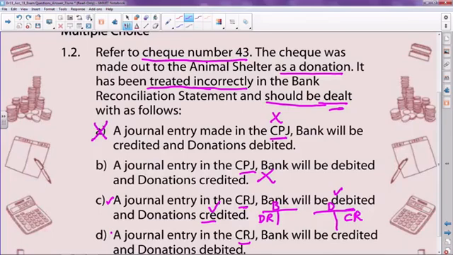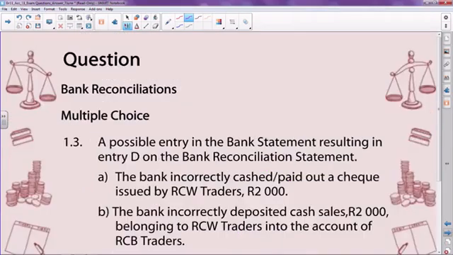So from alternatives C and D, it has to be alternative C, because if we examine D, yes, the first part is correct, an entry in the CRJ, but here they're telling me bank will be credited, which is incorrect. Donations will be debited, which again is obviously incorrect. So the correct alternative will be alternative C. Okay, right, let's move on to our next question.